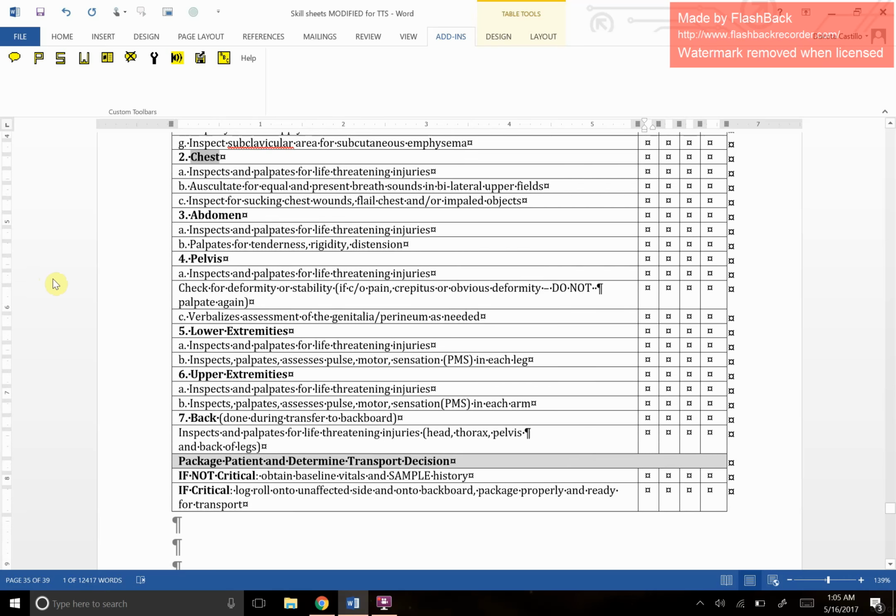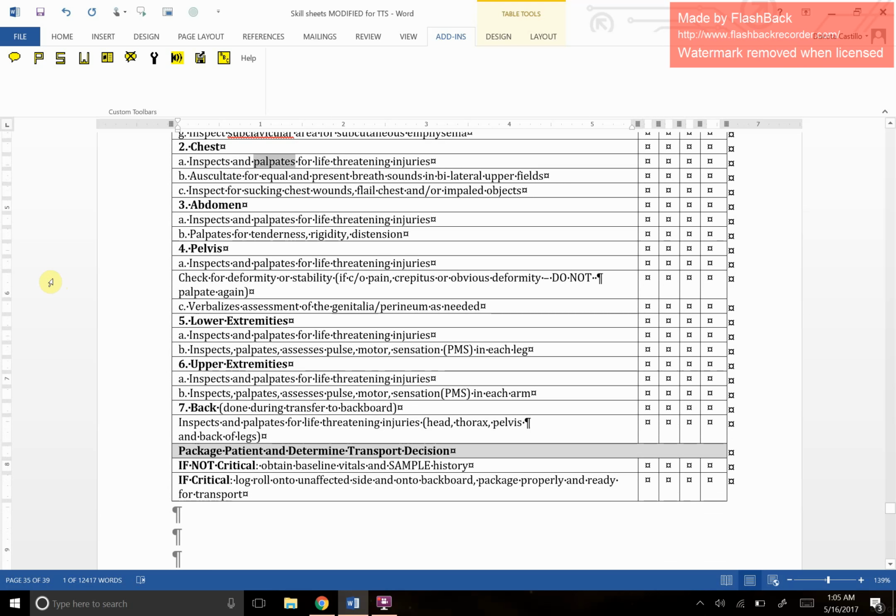2. Chest. A. Inspects and palpates for life-threatening injuries. B. Auscultate for equal and present breath sounds in bilateral upper fields. C. Inspect for sucking chest wounds, flail chest, and slash or impaled objects. 3. Abdomen. A. Inspects and palpates for life-threatening injuries. B. Palpates for tenderness, rigidity, distension.